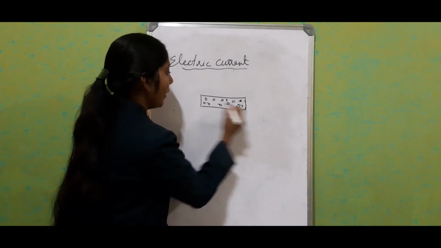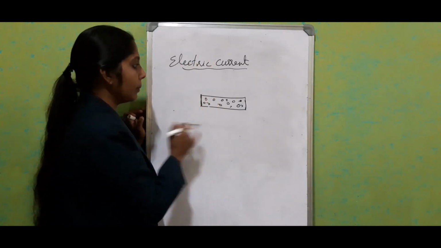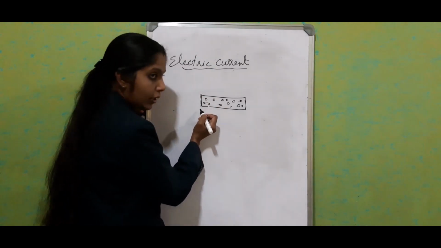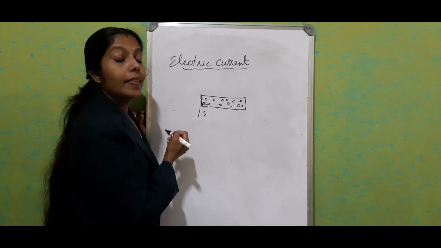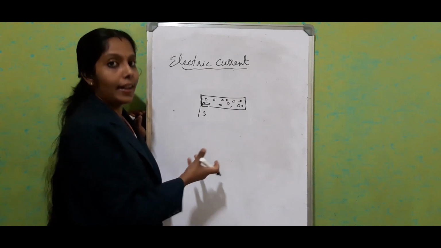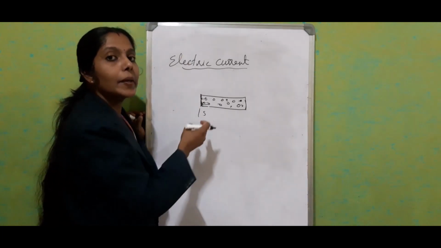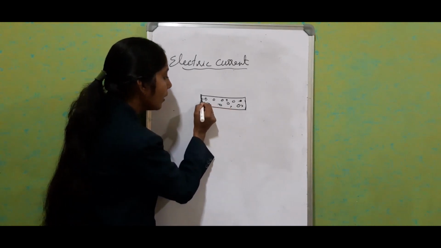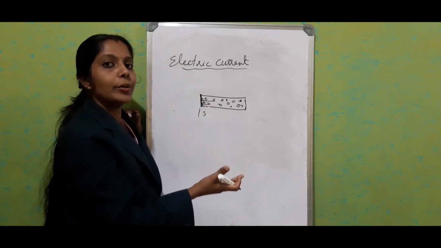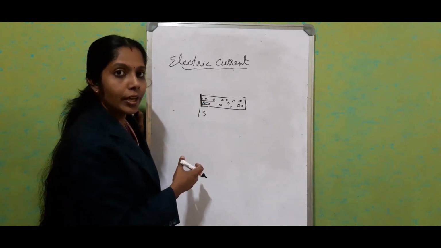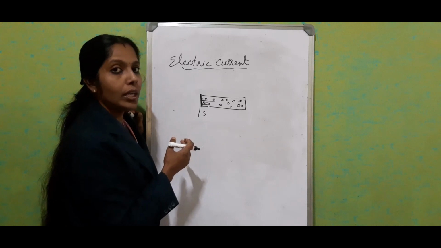At this particular point, or this cross section, just consider I made a point. On this cross section, the number of electrons crossing in 1 second will give us the amount of current. In 1 second, how many electrons cross a particular cross section, which is normal to the direction of flow of electrons, that will give you the current.